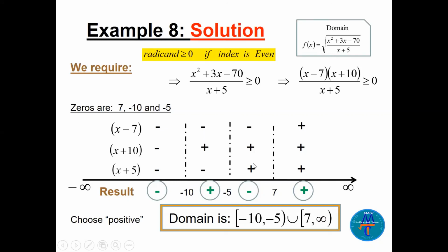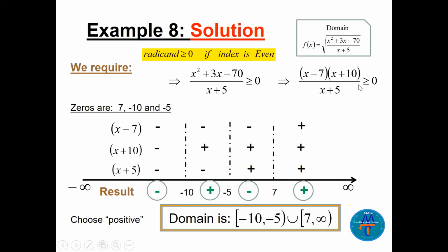There's a 0 there. Put 0 in the x here. Every x you get minus, plus, plus. And now you multiply and divide. 0 minus minus minus becomes minus. Minus plus minus becomes plus. Minus plus plus becomes minus. That's the result. So what do I need? Greater than 0. So I take this one here, minus 10 to minus 5, union 7 to infinity.